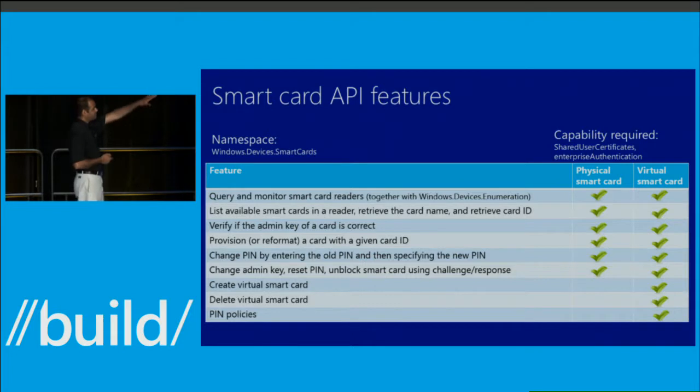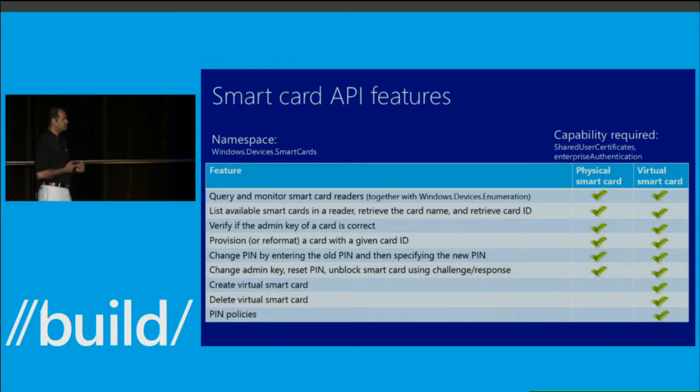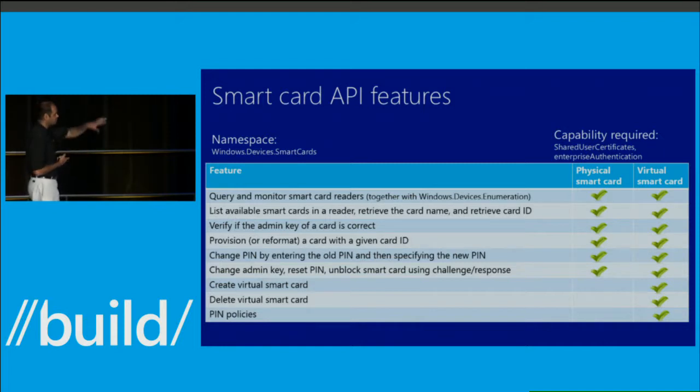So here are some of the key features of smart card APIs. There's a lot of information on this slide. So the namespace is windows.devices.smartcards. These are the WinRT APIs. And you require a shared user certificates capability, and depending upon the scenario, you may require enterprise authentication capability. Some of these APIs apply to both physical smart cards and virtual smart cards. And I'll go through them one by one.